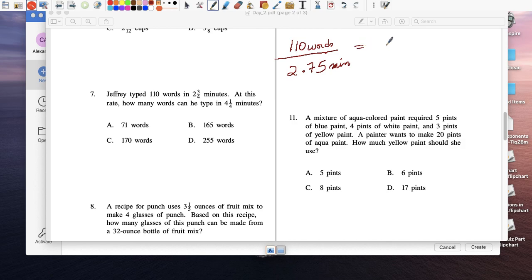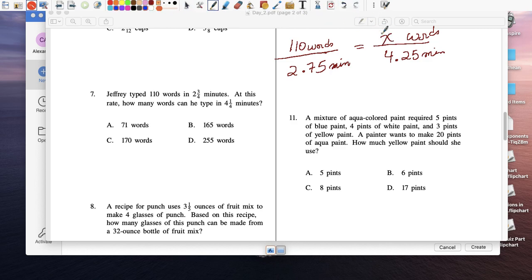So we want to find out if he types 110 words in 2.75 of a minute, how many words can he type in 4 1/4, which would be 4.25 of a minute. So we're looking for this. This is our mystery number that we're looking for. So again, look for that. Or in this case, because I changed it to a decimal, let's switch it up a little bit.